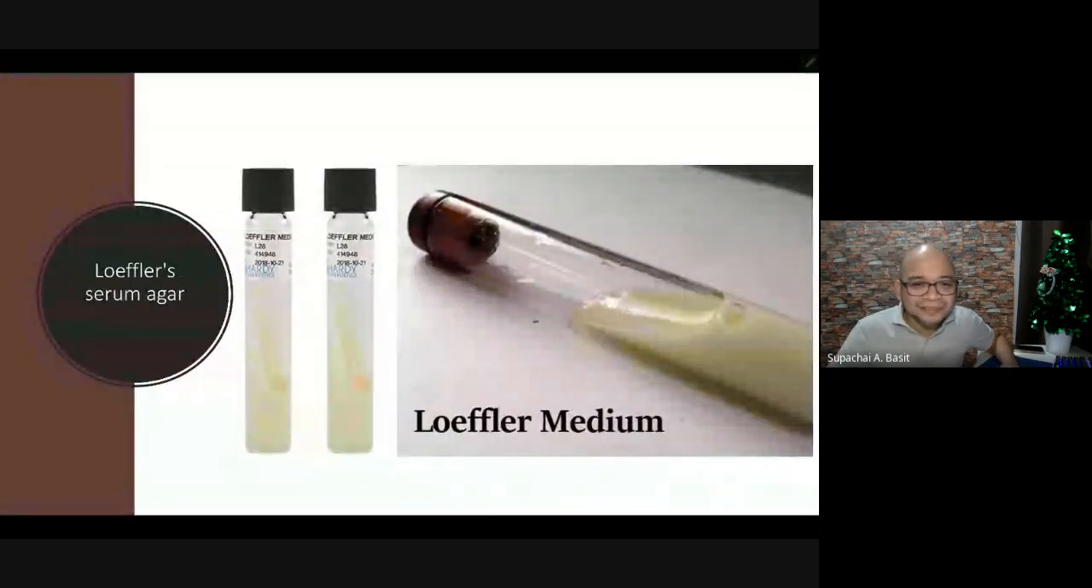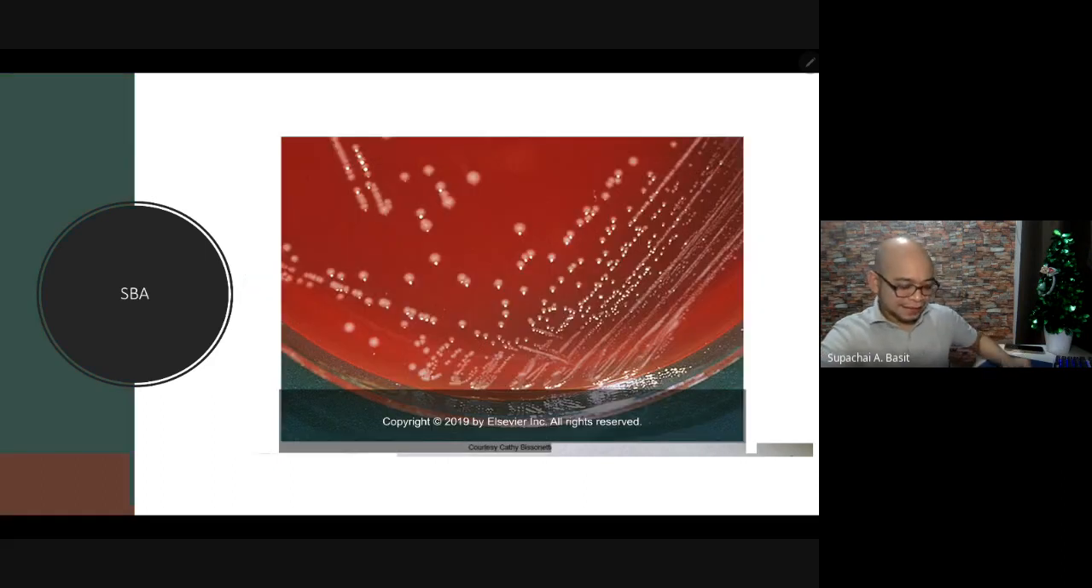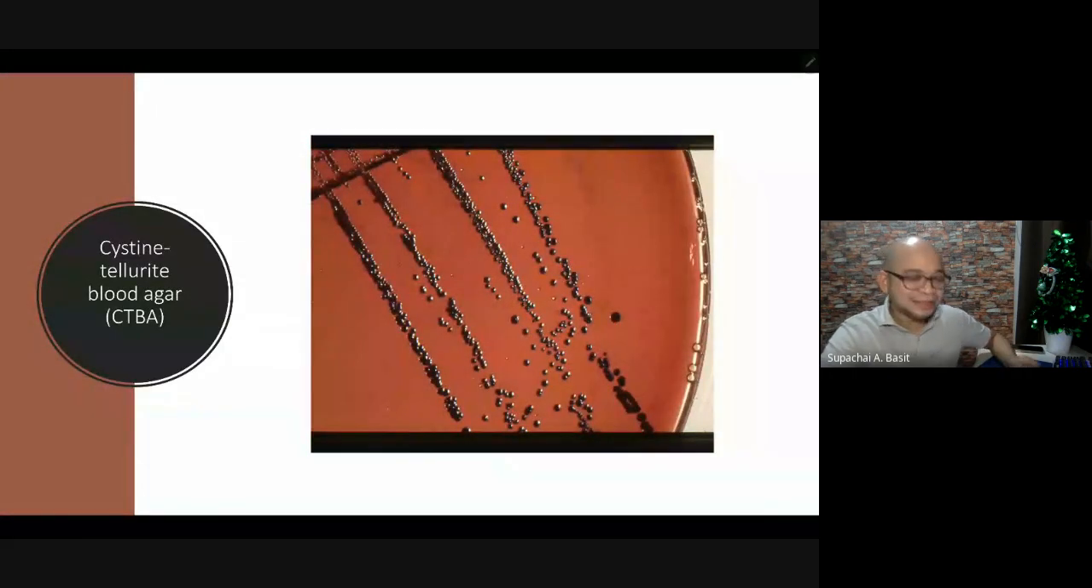This is the Loeffler's medium. It is very high in lipid content. What's the importance of this medium? It can enhance metachromatic granule formation, and you'll be able to see organisms in pleomorphic formation. And this is the sheep's blood agar plate. You're supposed to see a very small zone of complete hemolysis in this medium. And this is now the CTBA. You'll see black colonies with halos surrounding them.